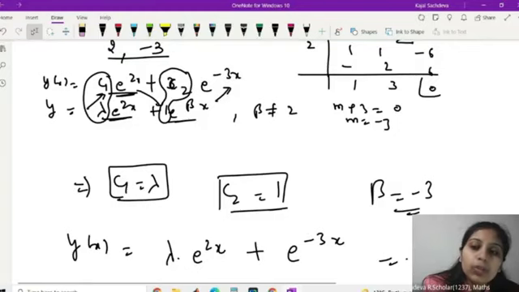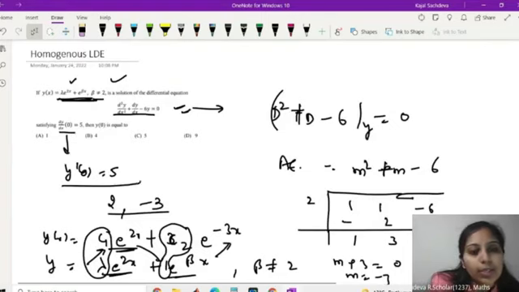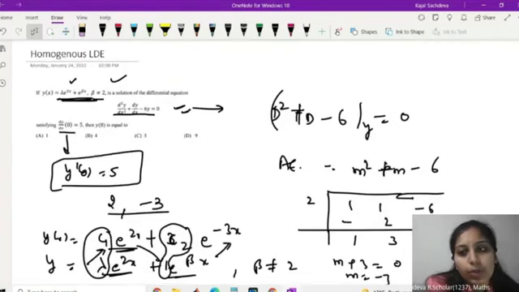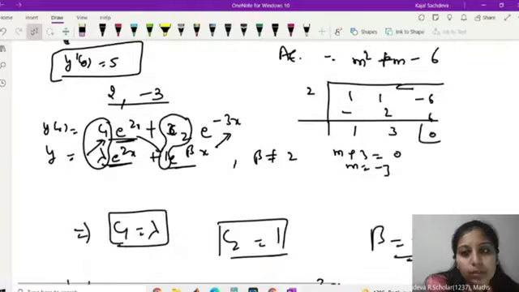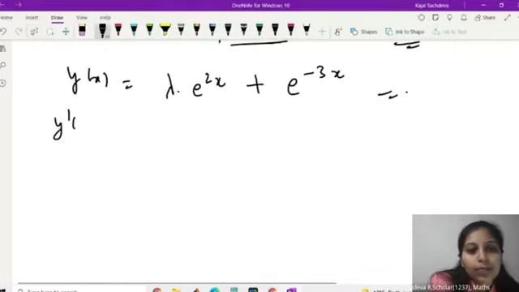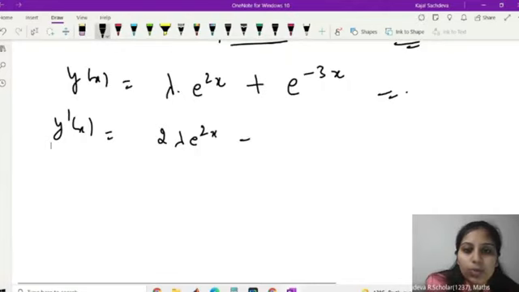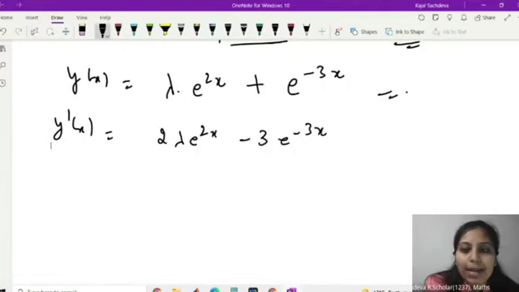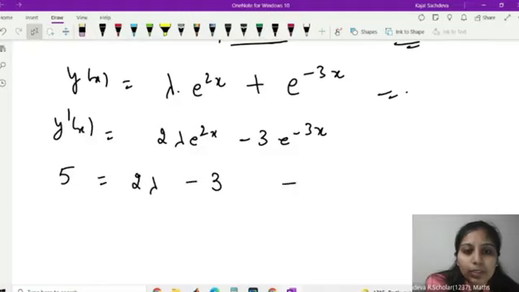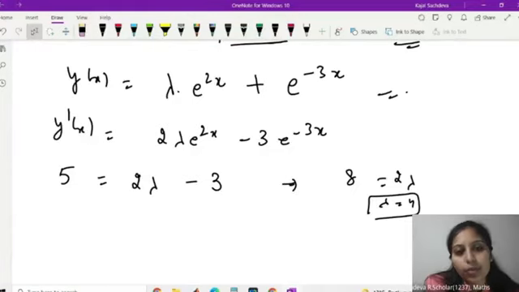Now lambda should also be eliminated here. So how can we eliminate it? By using this condition: y dash 0 is equal to 5. First we find y dash x, which is 2 lambda e raised to power 2x minus 3 e raised to power minus 3x. So y dash 0 is equal to 5. Just put 0: 2 lambda minus 3. So we get 5 plus 3, 8 is equal to 2 lambda. Lambda is equal to 4. We get lambda is equal to 4.